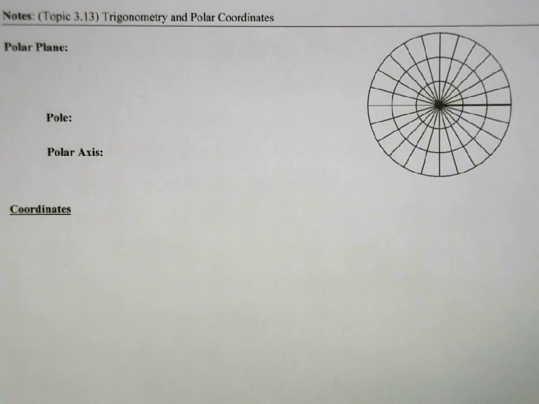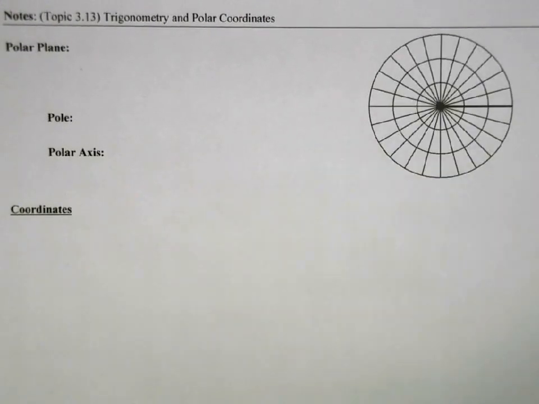Today I'm going to cover AP Precalculus topic 313 about trigonometry and the polar coordinate system. So you can already see right off the bat we've got something a little interesting here. This is what the polar plane looks like. We're going to be mapping just your regular Cartesian rectangular plane to polar, but let's talk about what we're looking at here.